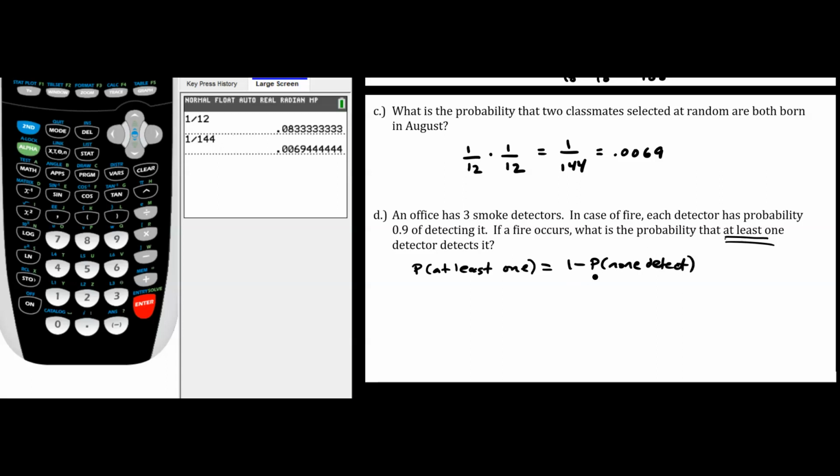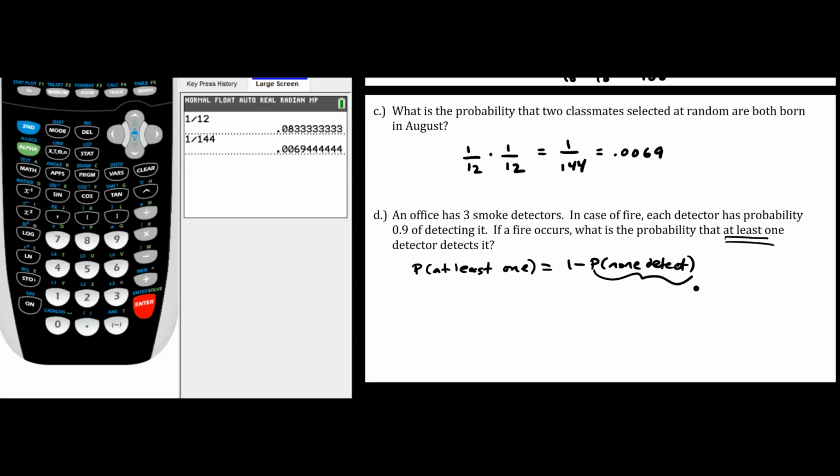is equal to 1 minus the probability that none detect. And this is a much easier way to frame this question, because instead of figuring out the probability that exactly one and exactly two and exactly all three detect the fire, we just have to figure out the probability that none of them detect the fire. Now we can figure that out because this is a sequence of events. The probability that none detect the fire is the exact same as saying the probability the first doesn't detect, and then the second doesn't detect, and then the third doesn't detect.